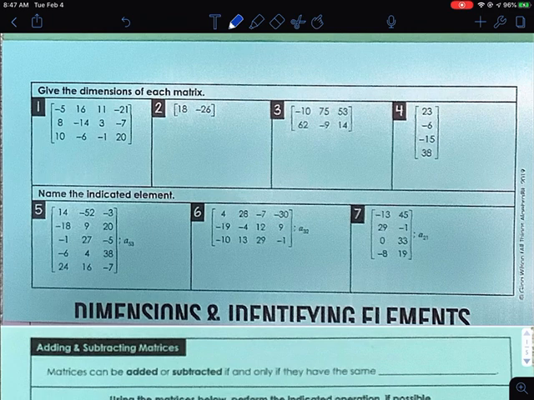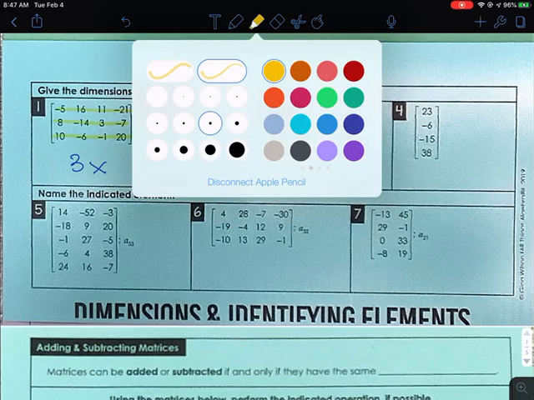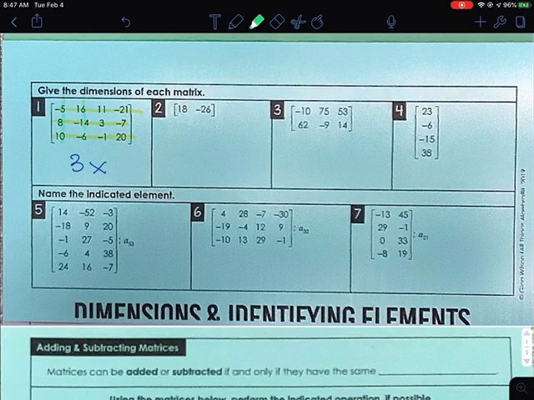Moving on, we're going to do just a couple of these together, and then you are going to finish. For number 1, they want us to give the dimensions of the matrix. Well, I happen to have 1, 2, 3 rows by how many columns? My columns, I have 1, 2, 3, 4. So this is a 3 by 4 matrix. Number 2, I only have 1 row, but I have 2 columns. So that one is a 1 by 2.